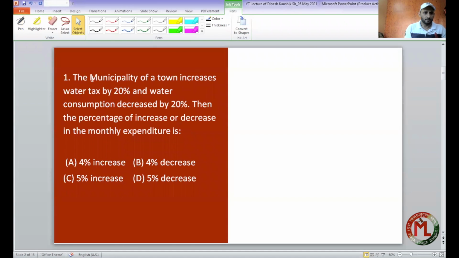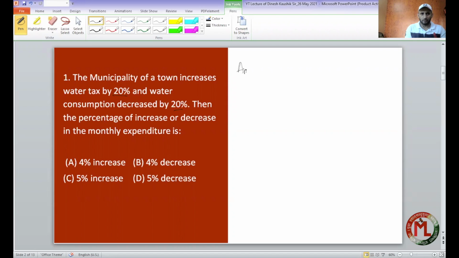First question: a municipality of a town increases water tax by 20%. Water tax is increased by 20% and water consumption decreases by 20%. Then the percentage increase or decrease in the monthly expenditure is, or I can say monthly revenue. What will be the change in the expenditure? So can I say here the expenditure means the total amount spent. And total amount, how can you find the total amount?